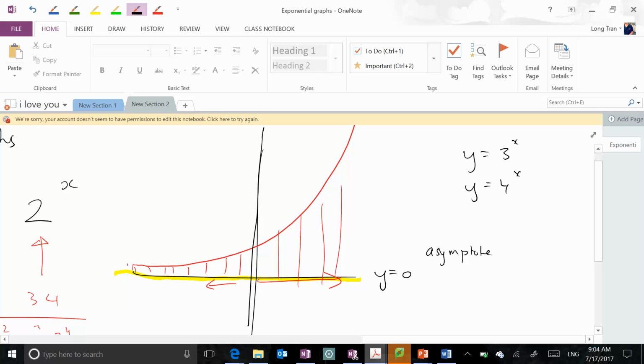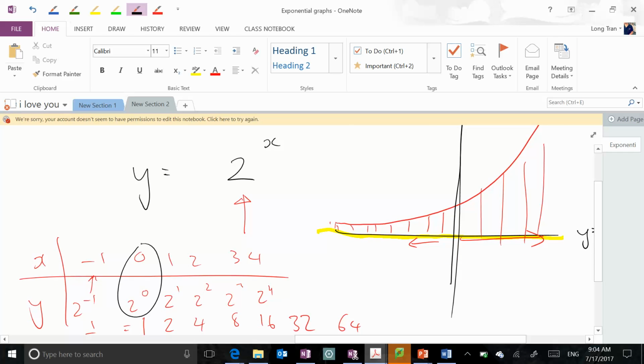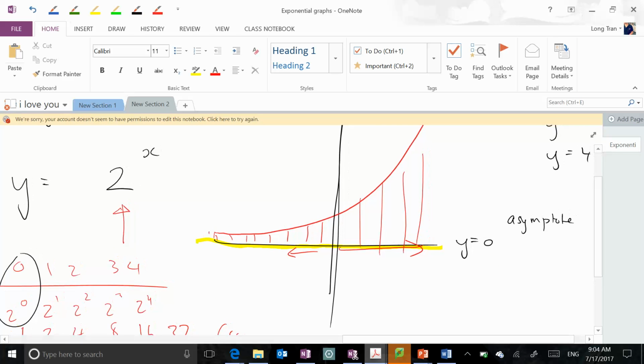They all go through 1. Because we know anything to the power of 0 is 1. So they all cross through 0, 1. Okay, so those are your 2 properties.